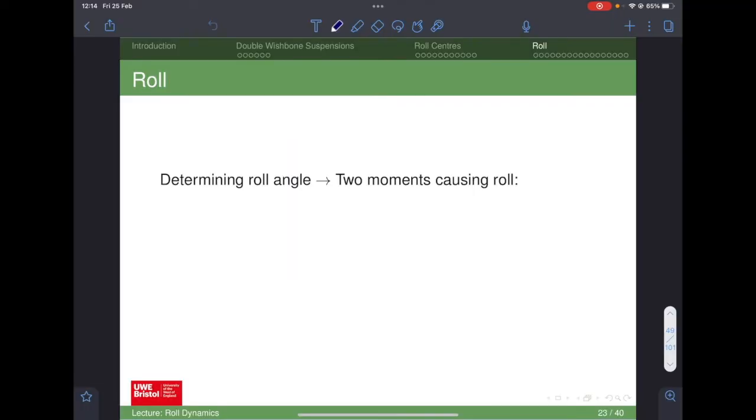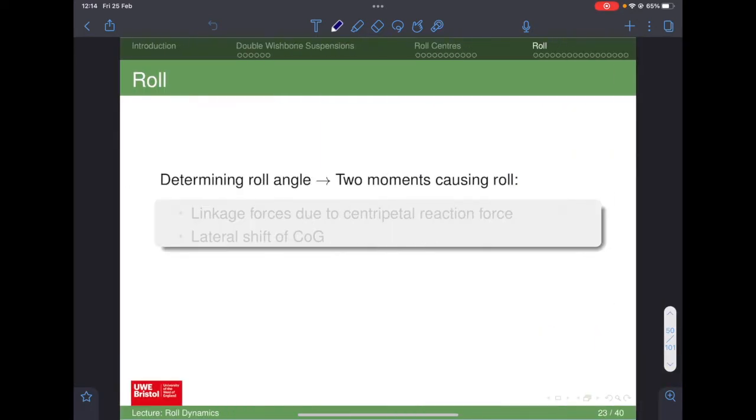Okay. So that we can now start talking about roll. This is where it gets a bit mathematical with some equations. So follow along. If you've got the notes, that's good, but don't worry too much. We'll work through it slowly.